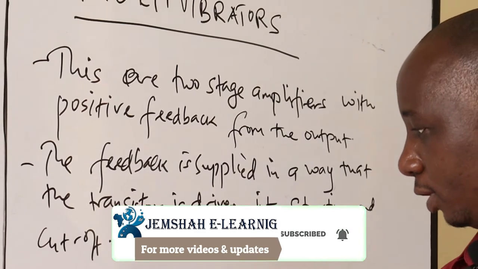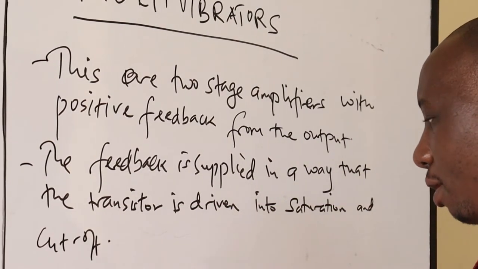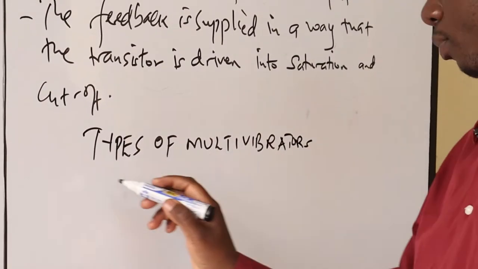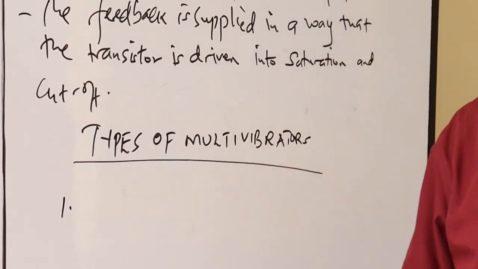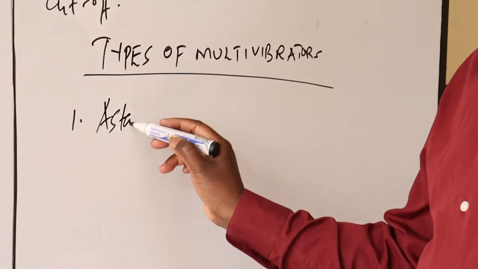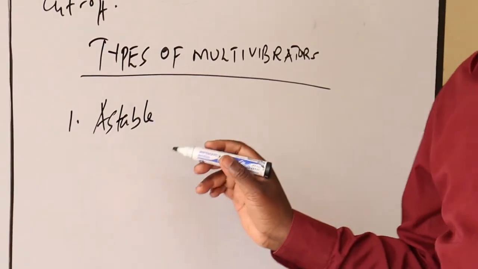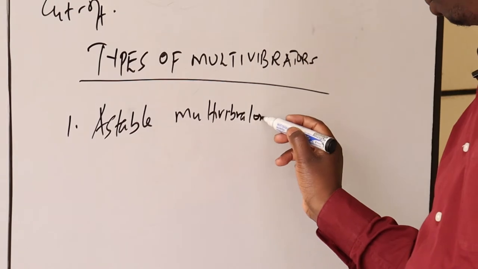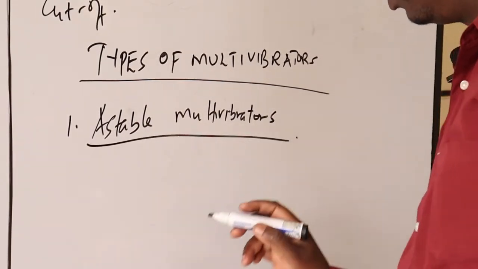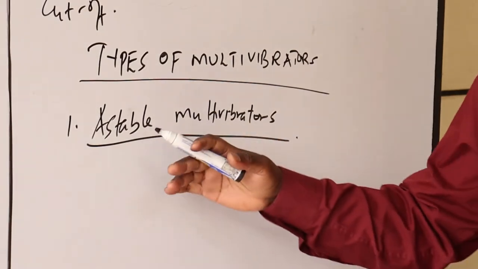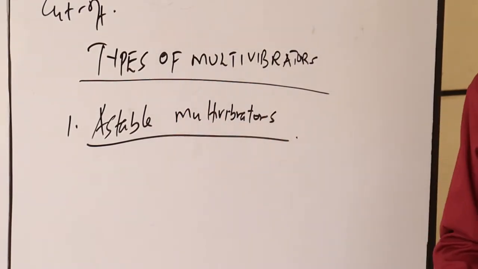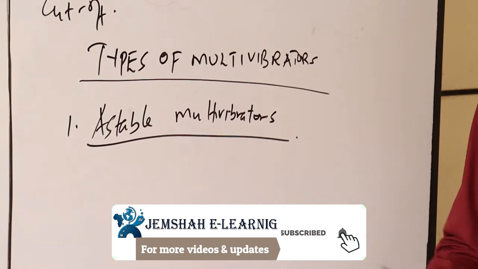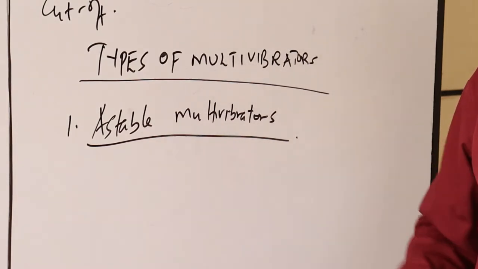Then we can have what I refer to as types of multivibrators. There are basically three types: astable, monostable, and bistable, but we shall discuss them as we proceed with the diagrams. For the astable, we're going to draw the diagram now so that we explain its operation and understand it from the diagram. It becomes very easy for us to understand that.